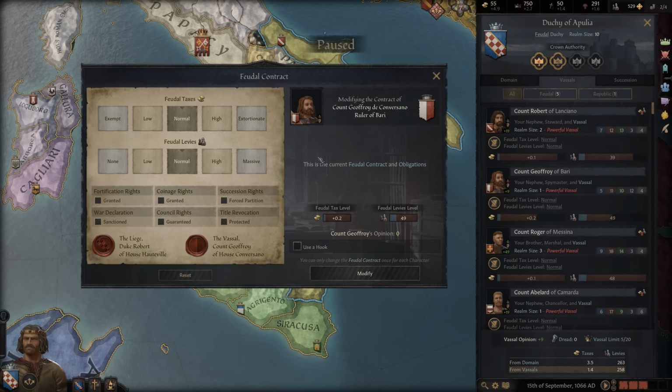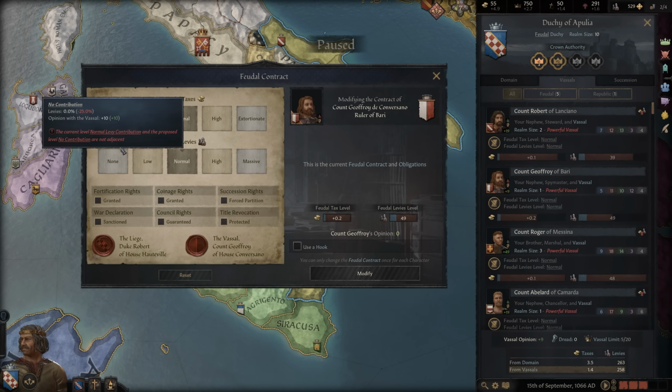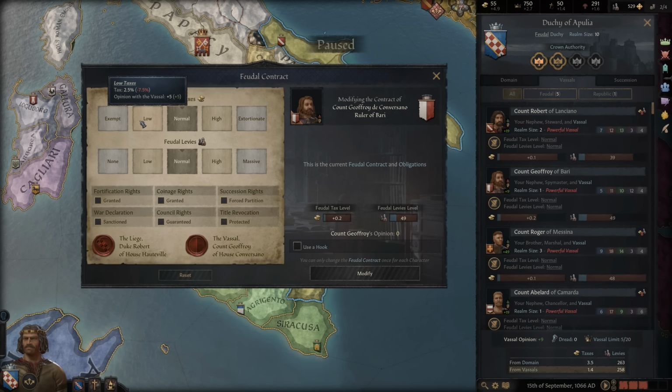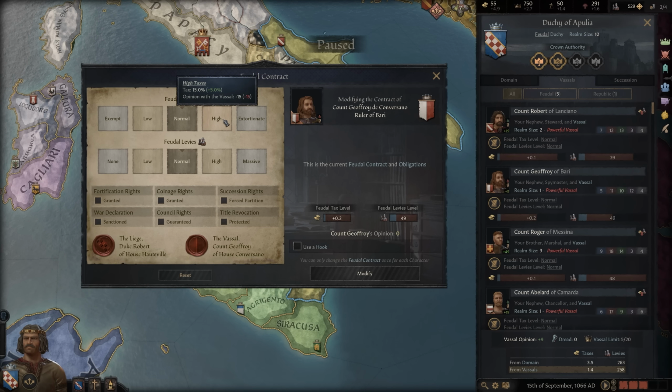So when we take a look at the feudal contract, we're going to look at Count Joffrey here because we are his rightful liege, so we won't have any penalties when I talk about some of these things. And you might remember this from the tutorial, but it's worth going over real quick. So exempt, you get 0 taxes from this vassal, and this will progress up from 0 to 2.5 to 10% to 15%, then at the top end, 25%.